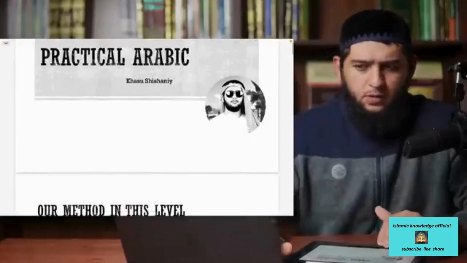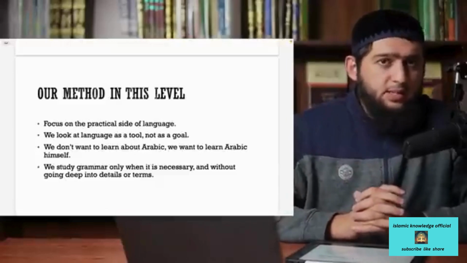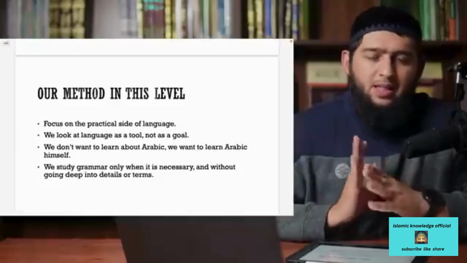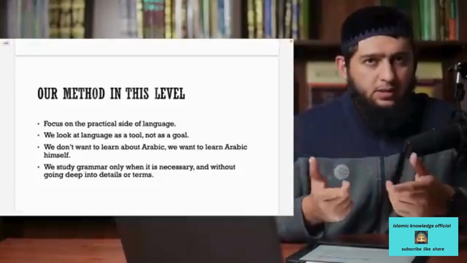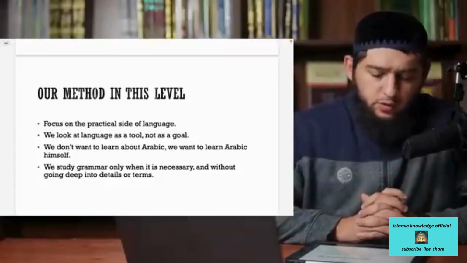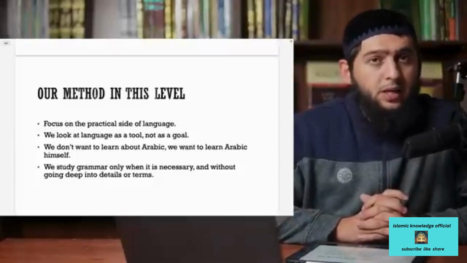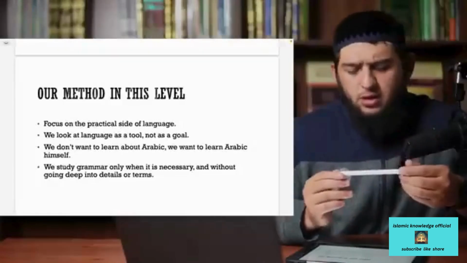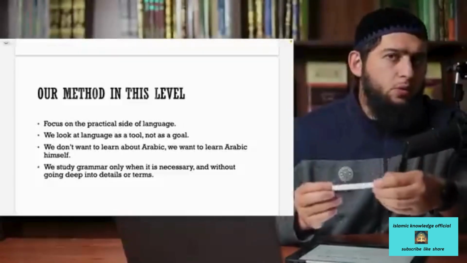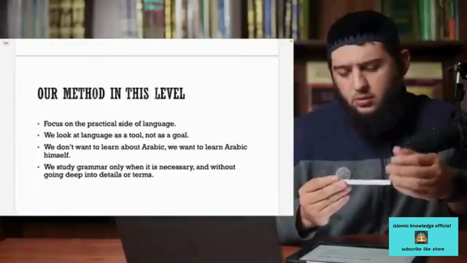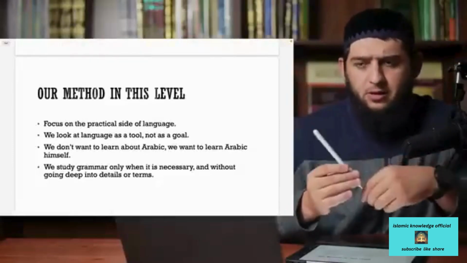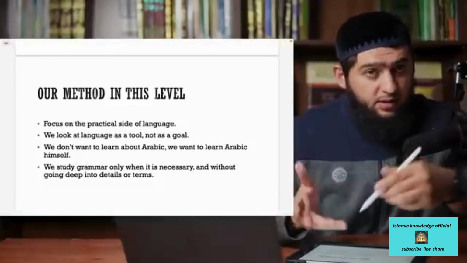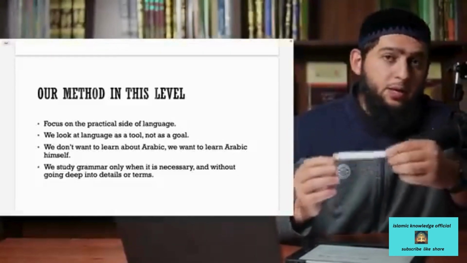So let's start. Our method in this level, as I said, is for beginners who don't know anything in Arabic, just how to read it. So we will focus on the practical side of language. We will look at language as a tool, not as a goal. We want to learn how we can use this pen, not when it was created or what is inside this pen. No, we want to know how we can use it. In this level, we want to know about this pen from the practical side.